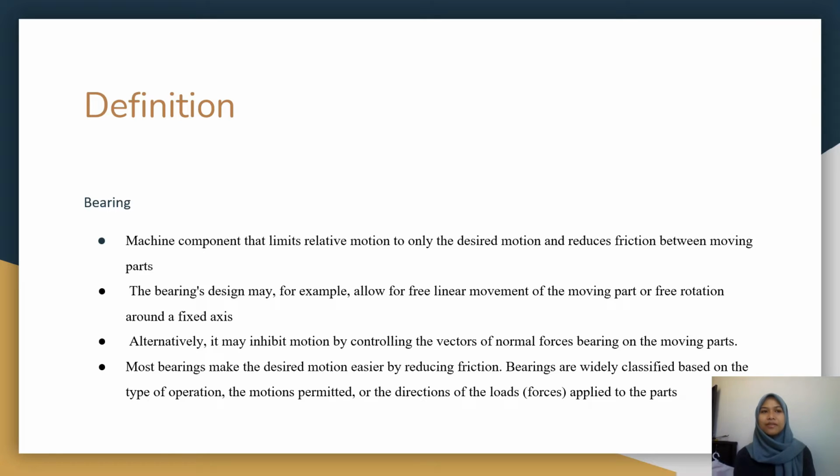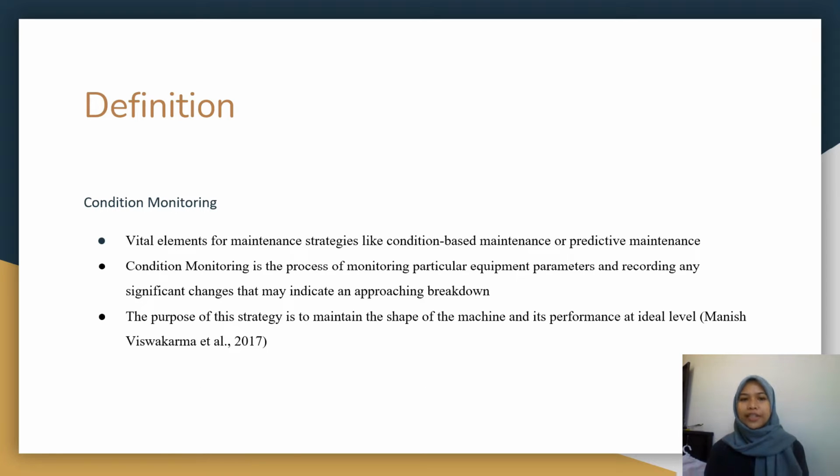For condition monitoring, it is a vital element for maintenance strategies like condition-based maintenance or predictive maintenance. Condition monitoring is the process of monitoring particular equipment parameters and recording any significant changes that may indicate approaching breakdowns. The purpose of this strategy is to maintain the shape of the machine and its performance at an ideal level.